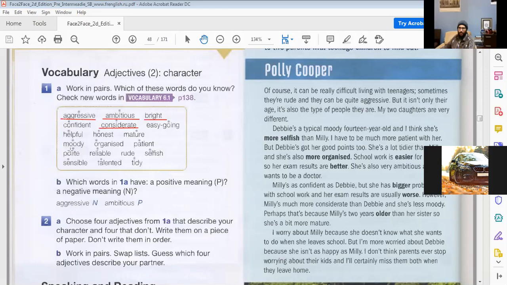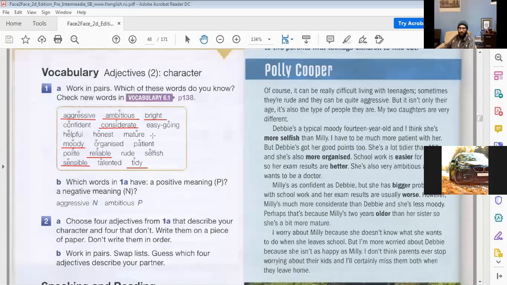What else? Do you know what sensible means? Sensible? No. Okay. What about reliable? Is it new? Maybe it's new. Reliable? Yeah. Okay. And maybe, let me check another one. Moody? Is it new? Moody? Yes. Okay. Tidy. Let's put a line under tidy.